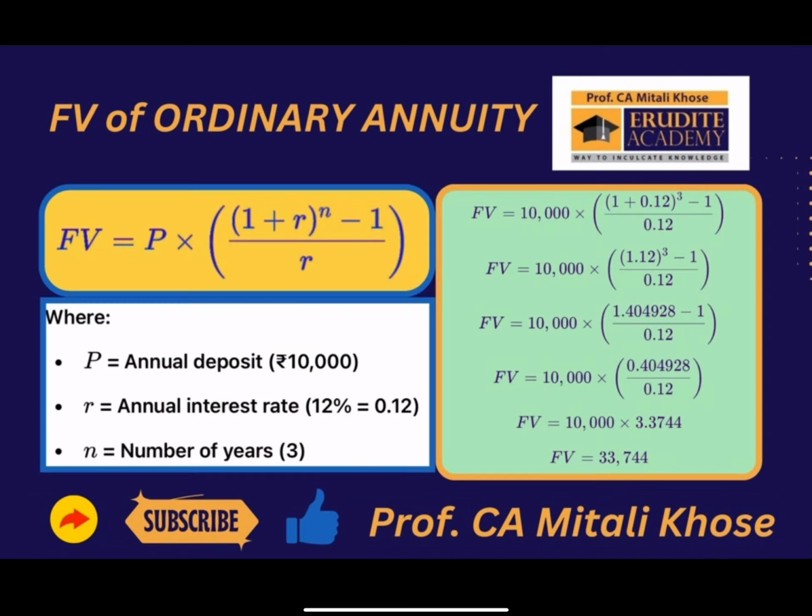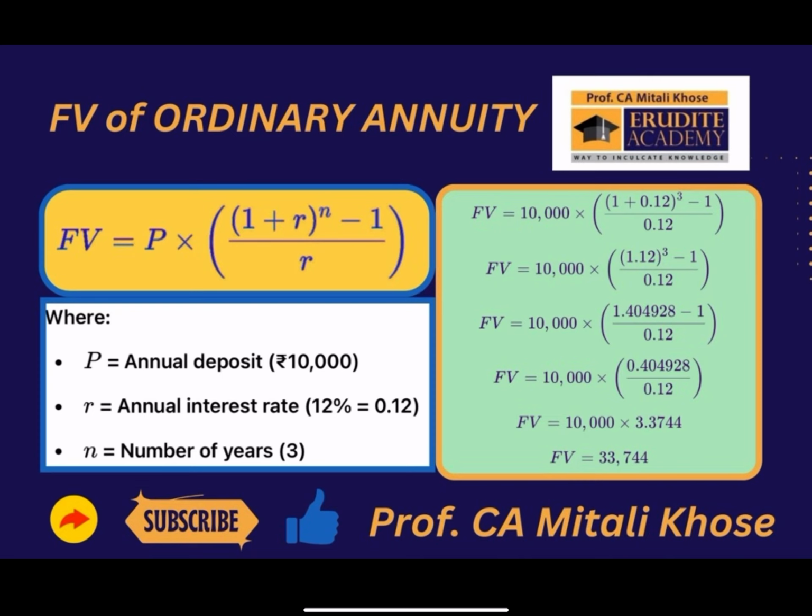The same calculation can be done using formula. When n is greater than 3 years, it is preferable to use this formula. Formula says future value is equal to principal into, that is nothing but annual deposits, 1 plus r raised to n minus 1 the whole divided by r. If we substitute the figures in above formula, we will get the same answer that we got earlier.